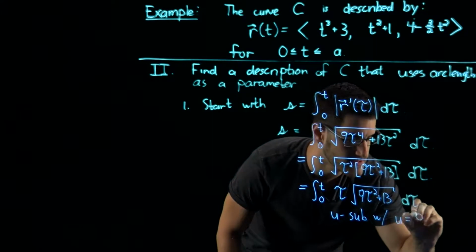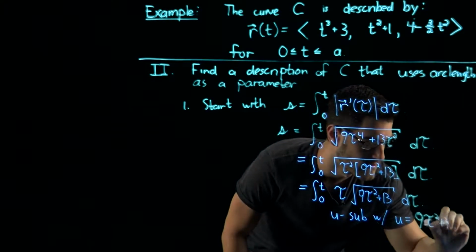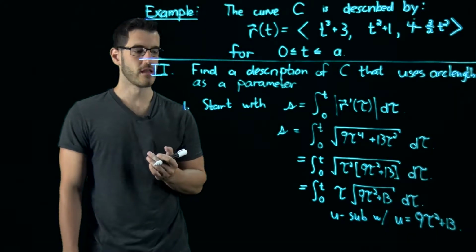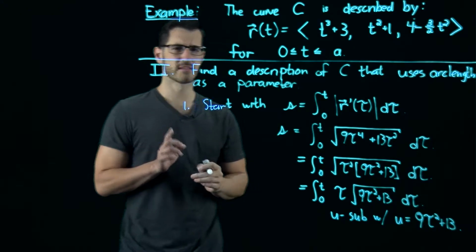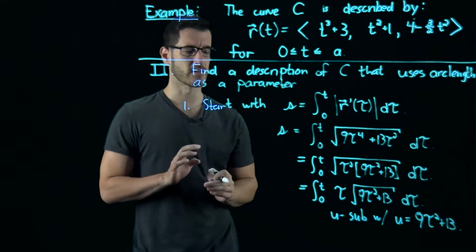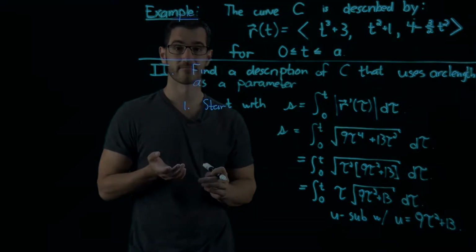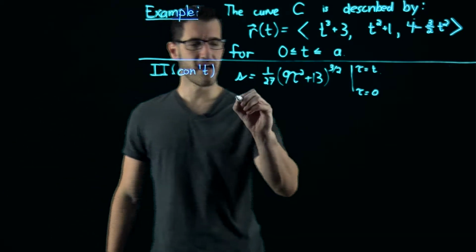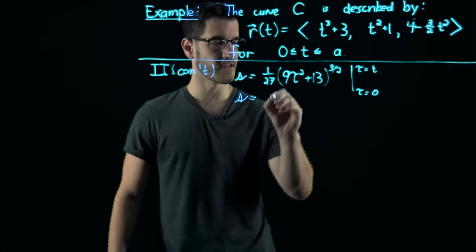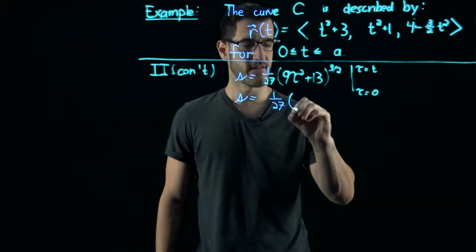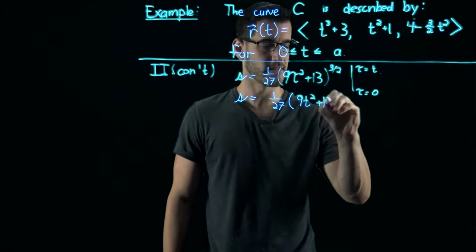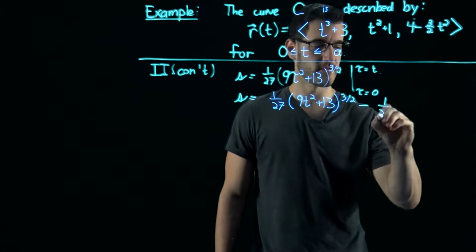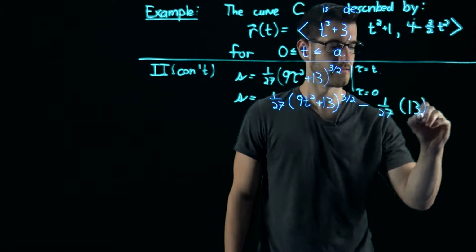So we can do a u sub with u equal to 9 tau squared plus 13. If you actually do this u substitution, you can work through the details, and I advise that you do that, but I'm just going to let you know what the answer should be. Okay, so if you did that u substitution, this is precisely what you should get. We can now finish this off by substituting in our limits of integration. So we find that our s is equal to this expression that I'm writing down now. When we plug in tau equal to 0, we get 1 over 27 times 13 to the 3/2.